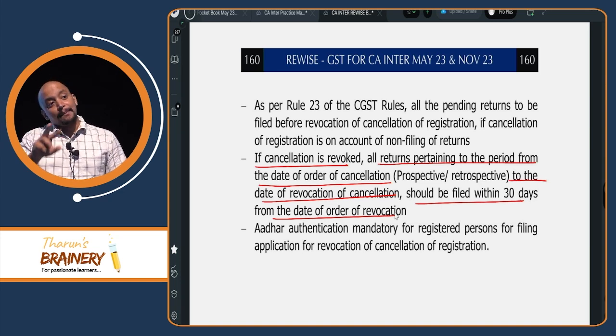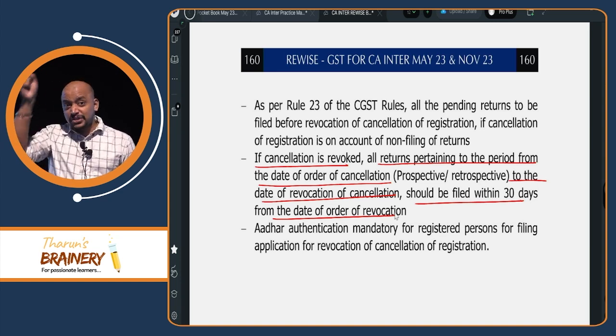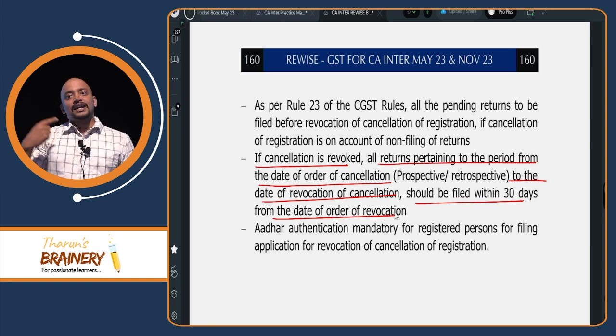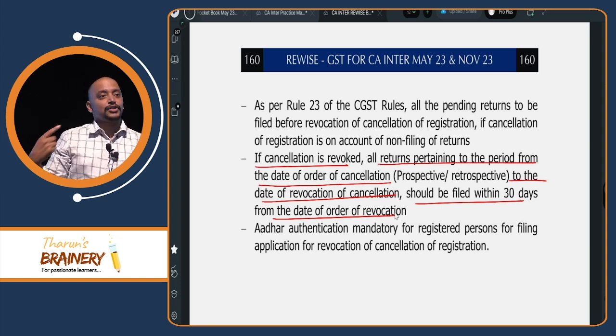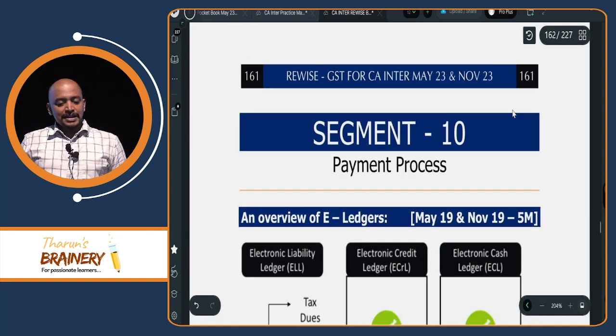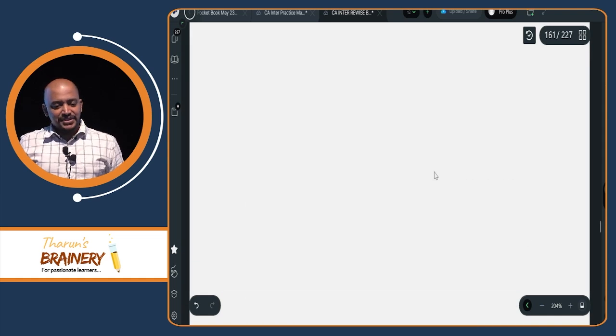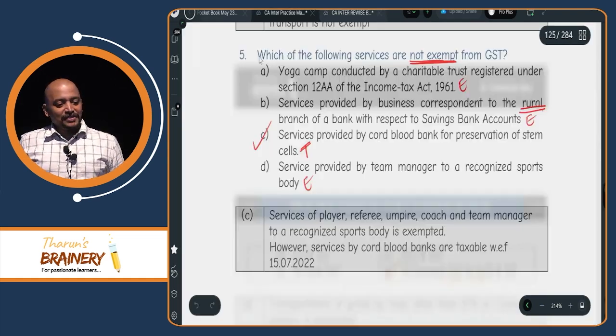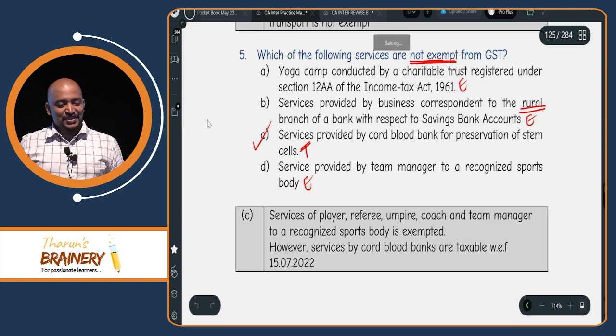Mandatory or optional? Mandatory. Only for registration it is optional. But for cancellation of registration and revocation of cancellation of registration, it is mandatory. So that's it. We completed registration, and we will also look into the questions related to this.